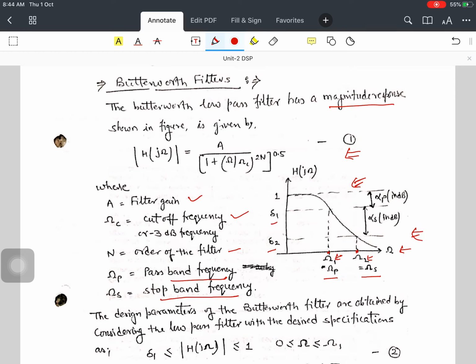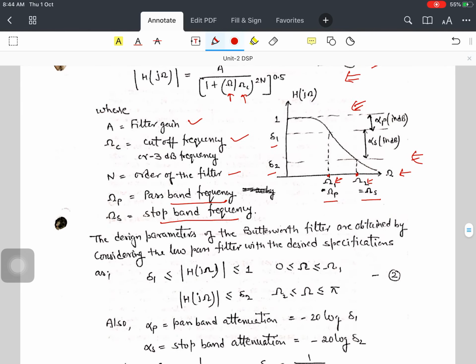Okay, so like in equation 1 you can see the A will be given to you in the numerical problem. You have to calculate the value of Ω and Ωc if it is not given. So the frequency parameters will be given. If not given, then you have to calculate.